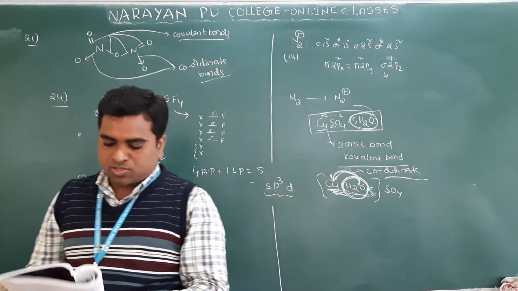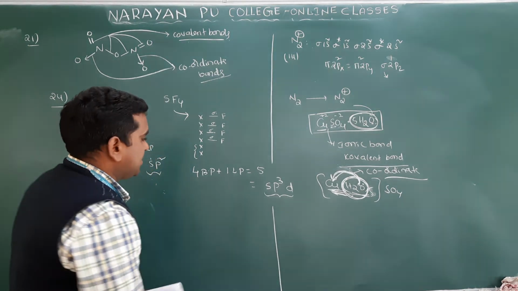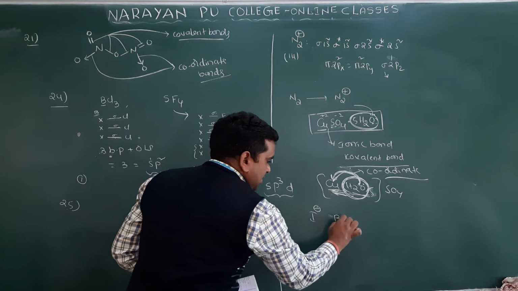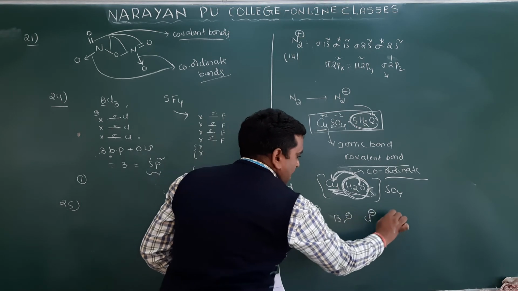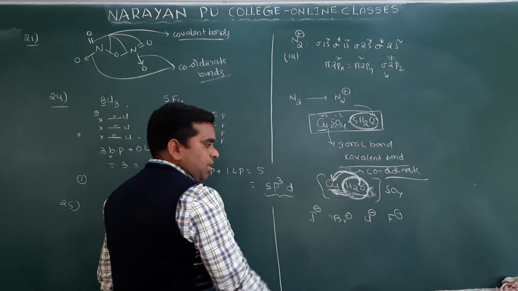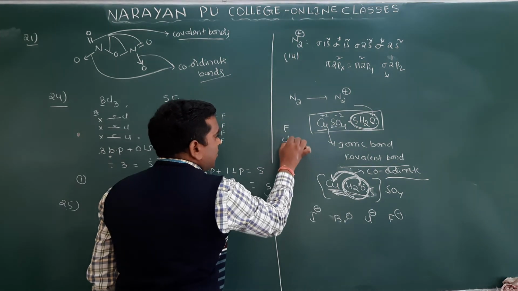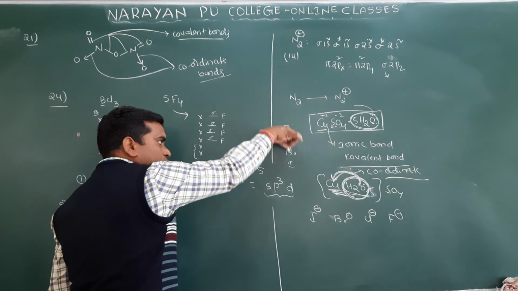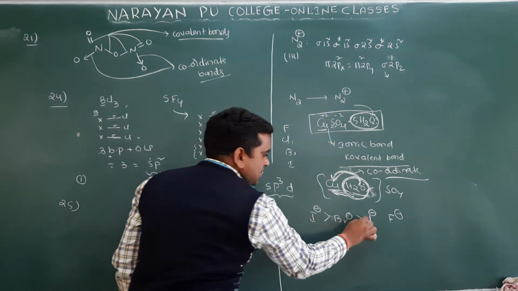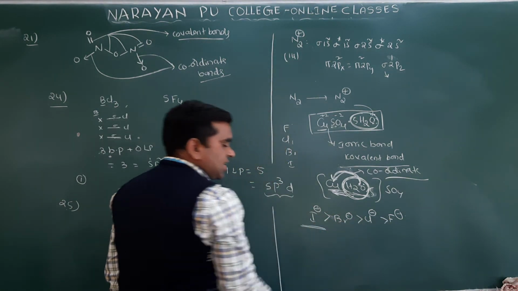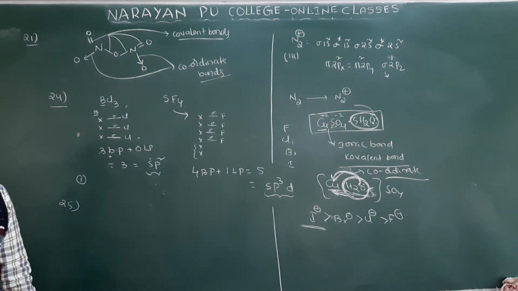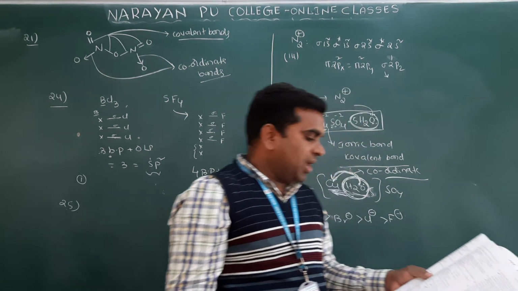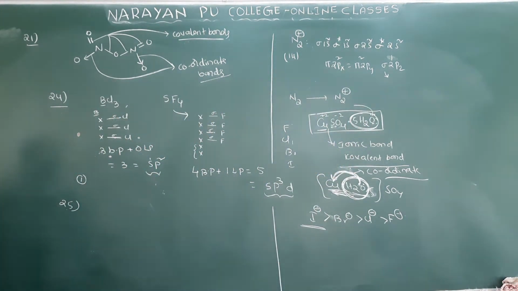That I already mentioned. So as the size increases, they have given I minus, Br minus, Cl minus, F minus. Fluorine, chlorine, bromine and iodine. As you move down the group, size increases. So iodine has the larger size, so it will have greater polarizability. So your answer should be option 1.